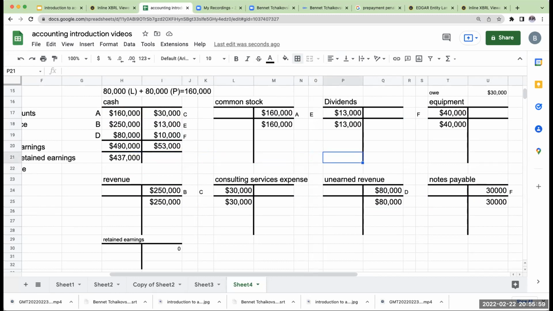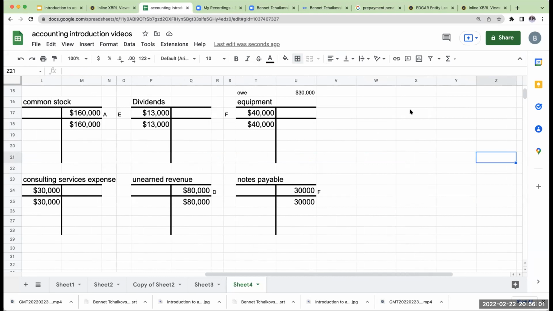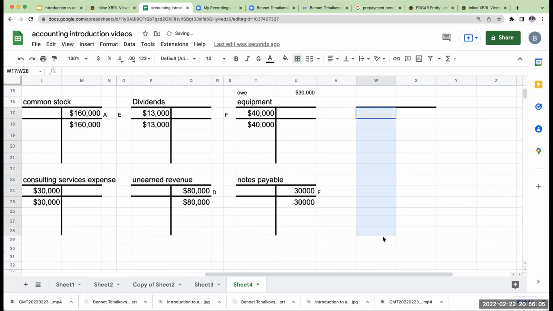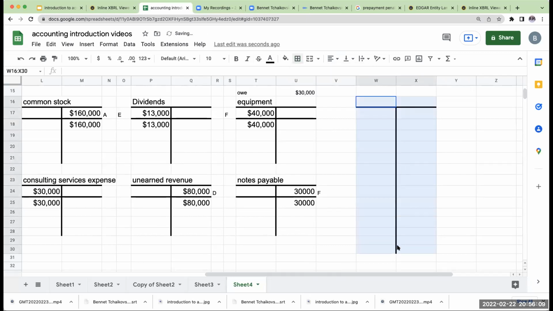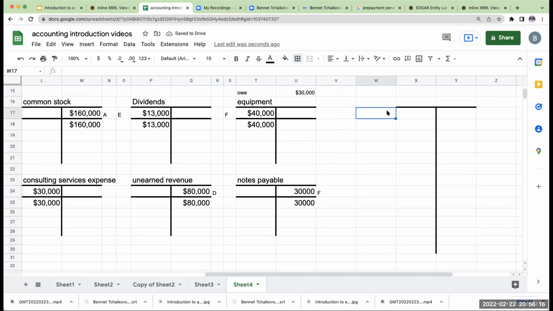But how do we know if we've done this correctly? Well, we're going to know if we've done this correctly or not by creating the trial balance. Now, the one thing about this trial balance, which is different than the one that we did before, is we now have some new accounts, mainly revenues, expenses, and dividends. So let's go ahead and set this up.